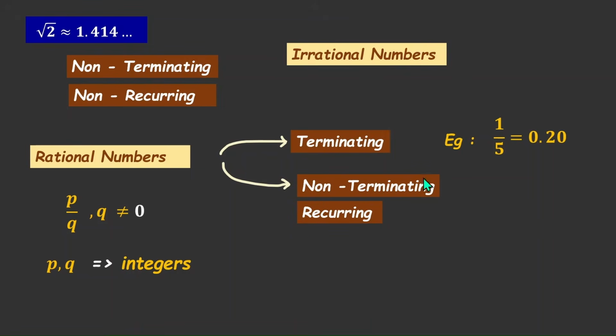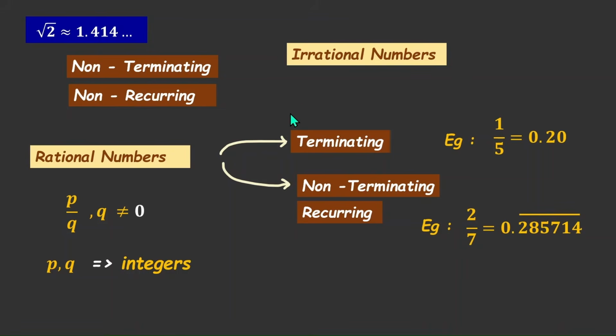So an example of this would be if we take 2 by 7, whose decimal expansion is 0.285714, and this pattern keeps on repeating. So it will be 0.285714, 285714, 285714, and so on. And so we represent that by putting a bar over the repeating part. So that is the difference between irrational numbers and rational numbers.